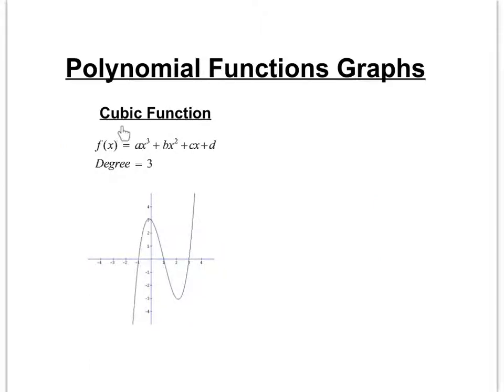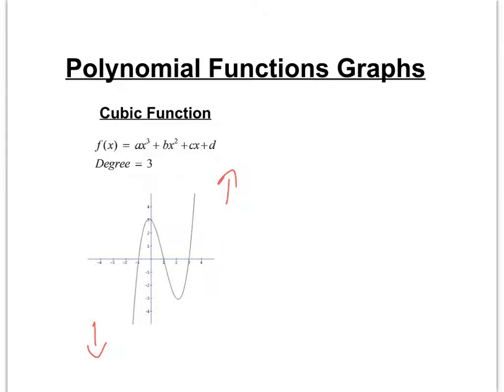Next up is a cubic function. That's a power of 3. Notice it passes through the x-axis at most 3 times. It could be less, but it could pass through the x-axis at most 3 times. Notice my end behavior is up on the right. Up on the right and down on the left. Because this is an odd function, the end behaviors are opposite on either side.